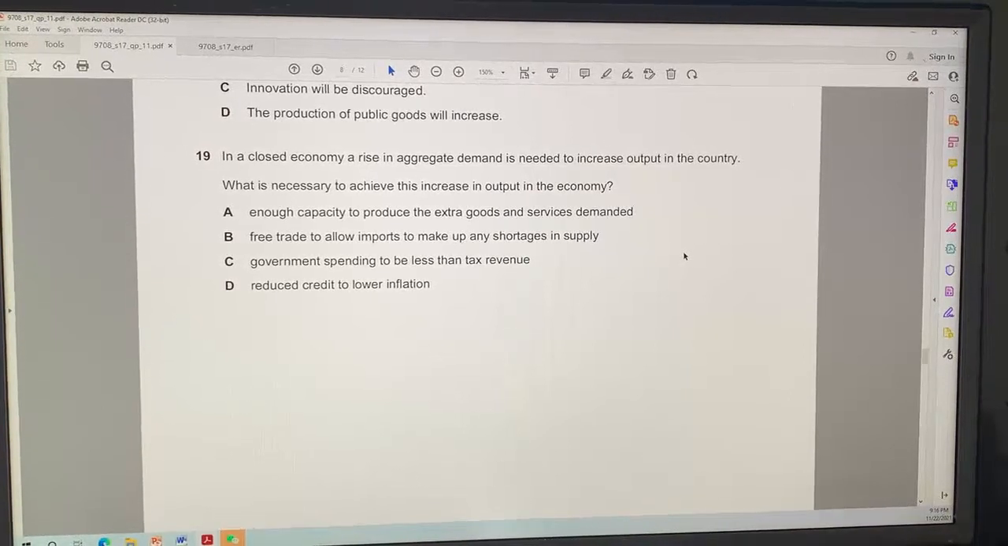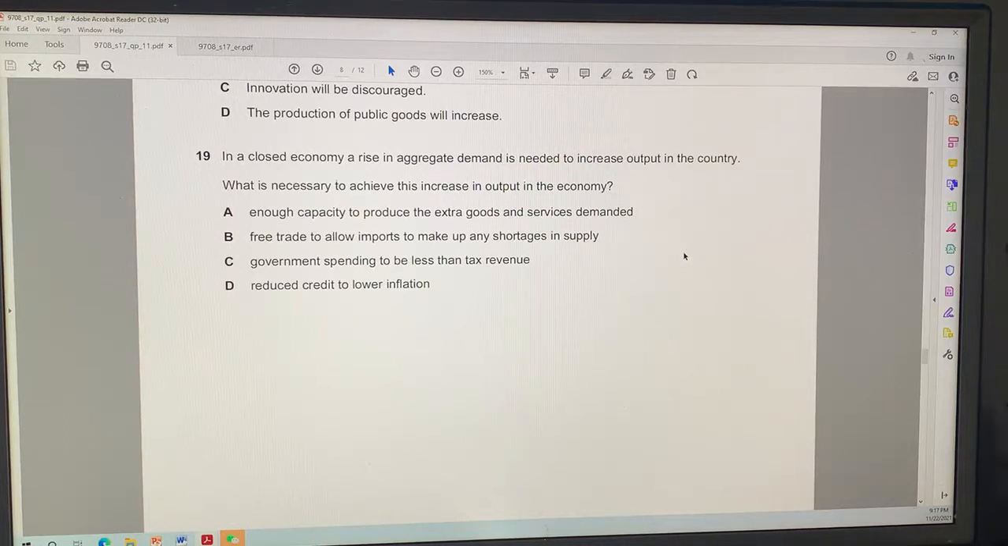Question 19 asks, in a closed economy, a rise in aggregate demand is needed to increase output in the country. Okay, what is necessary to achieve this increase in output in the economy? A says, enough capacity to produce the extra goods and services demanded.